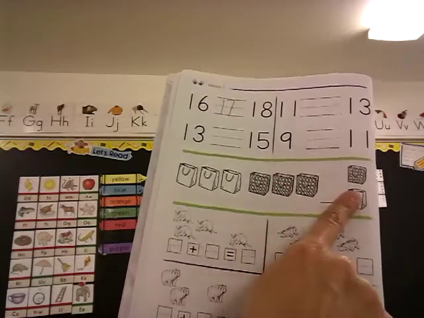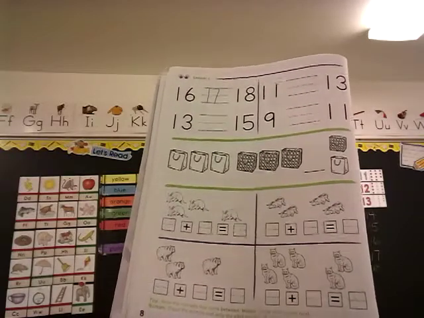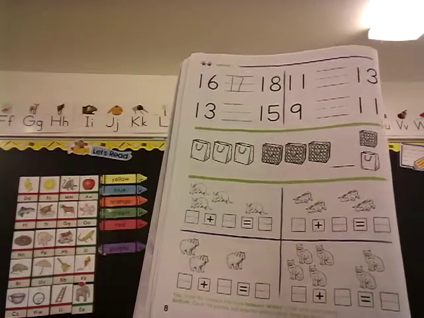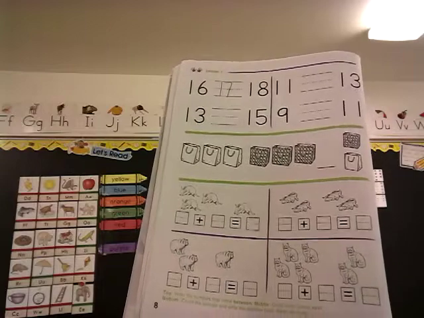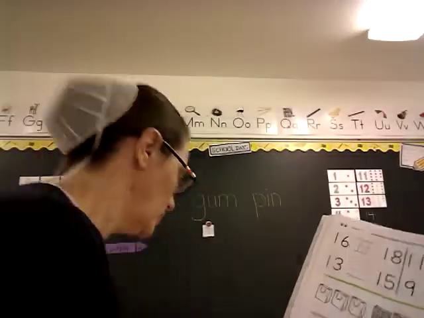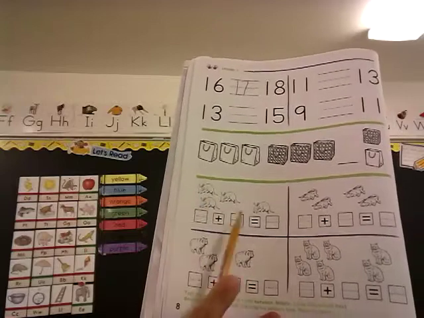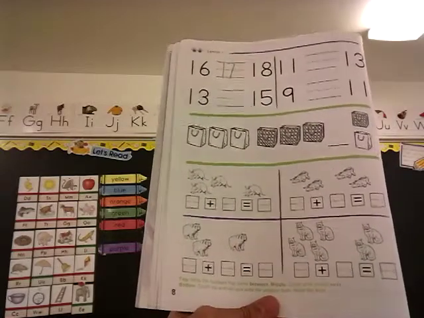And then here we have sequence, and be really careful on that one. That one's kind of tricky. And then we'll go down here to the addition. We'll do a couple of those together again today. I'm hoping you're getting the hang of this, but we'll do a couple of them together, and then I'll let you do the bottom two by yourself.